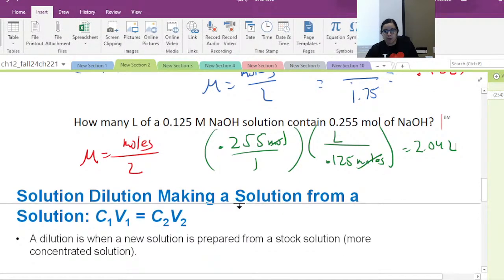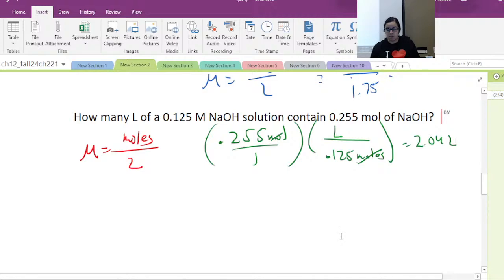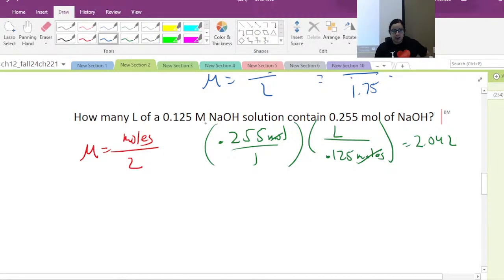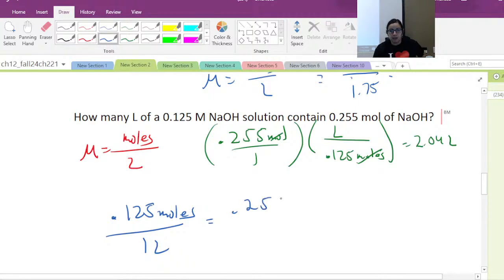So that's one way to think about it. But if you like proportions, maybe this is a good time to think about proportions and what it's saying. We have 0.125 moles for every 1 liter. So then we're saying, how many liters contain 0.255 moles? I don't know if that's easier for some people to think about, and then you just cross multiply and solve, so you end up with the same thing mathematically, 0.255 divided by that 0.125.